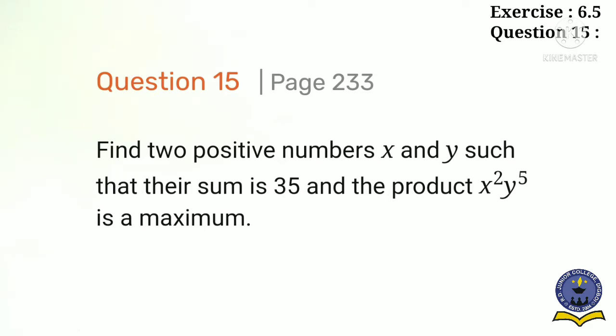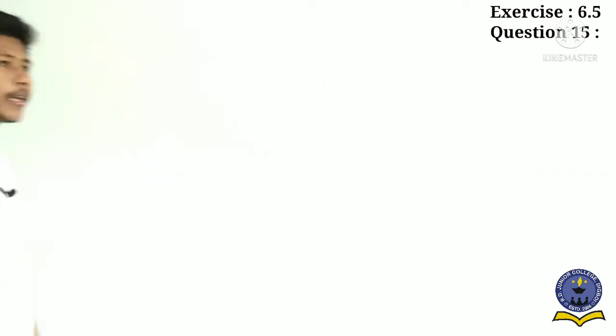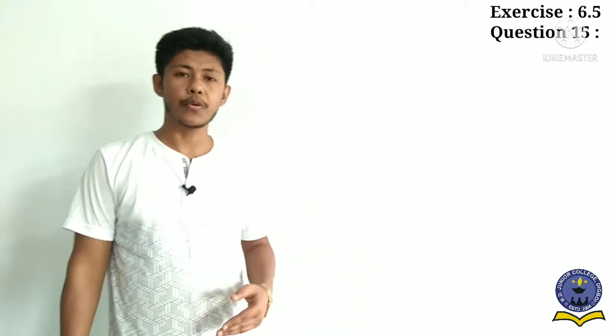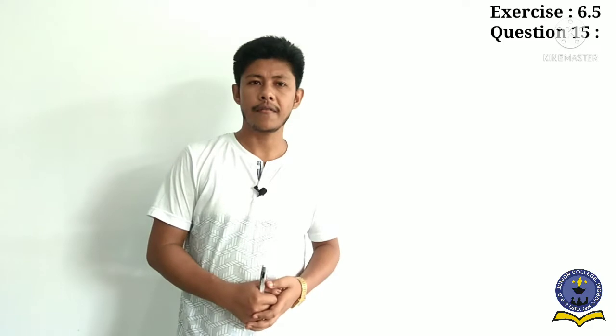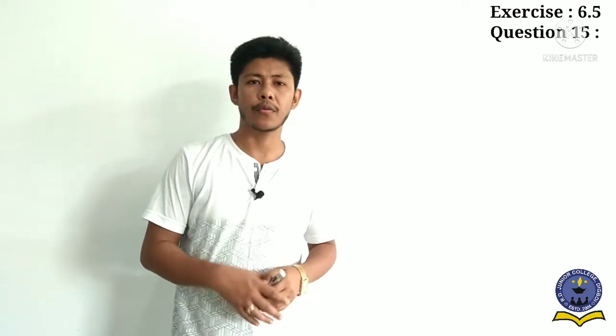Find two positive numbers x and y such that their sum is 35 and the product x square y to the power 5 is a maximum. The procedure is the same as whatever we have done in questions 12, 13, 14; the same process we have to apply here. Again, the sum is given as 35, and the product is maximum when? x square y to the power 5.